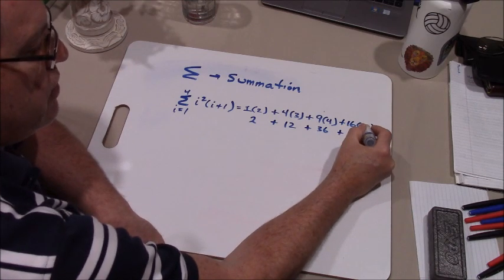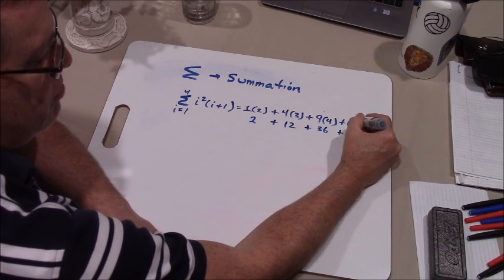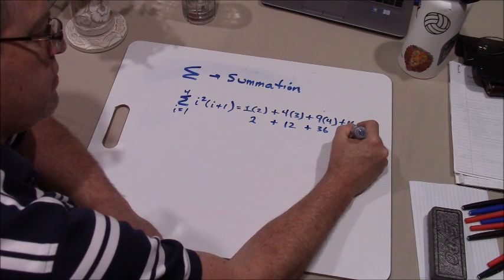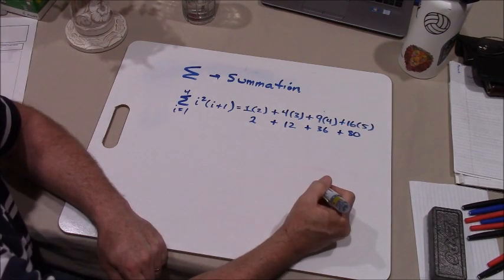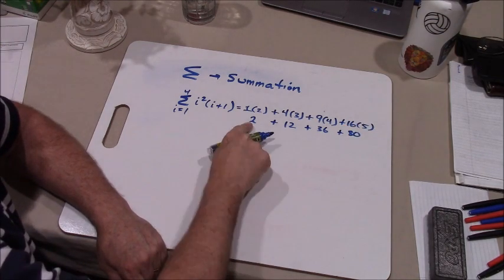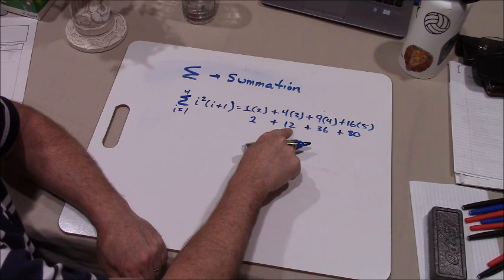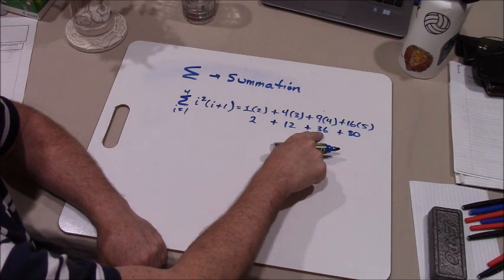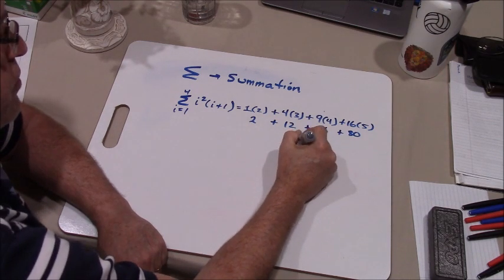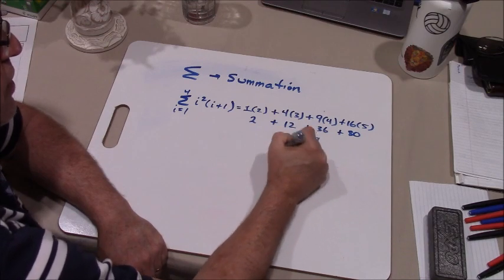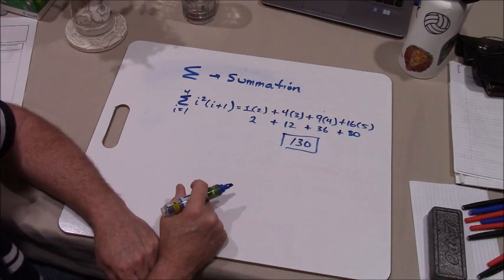And 16 times 5, let's see, that'd be 50 plus 30, that's 80. And now we just add those up. So I've got 14. Add it to this, I would get 50 plus 80, that's 130. And there's my answer.